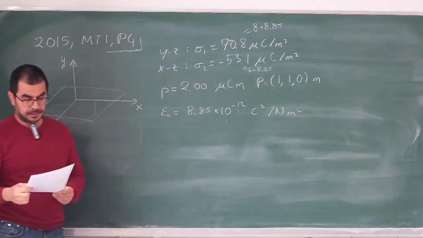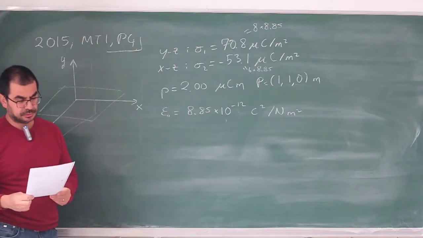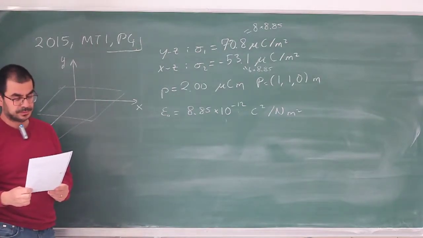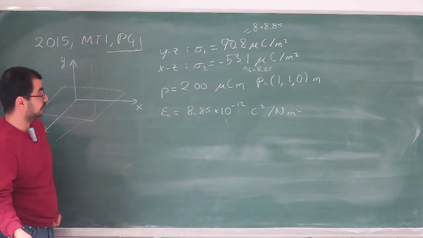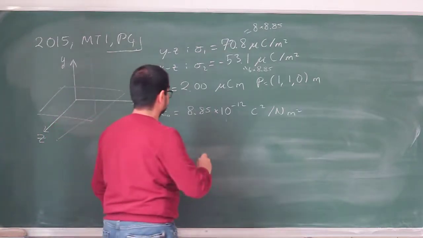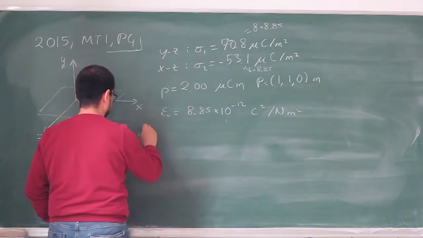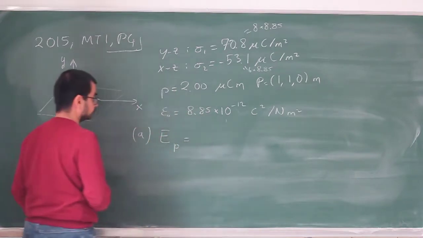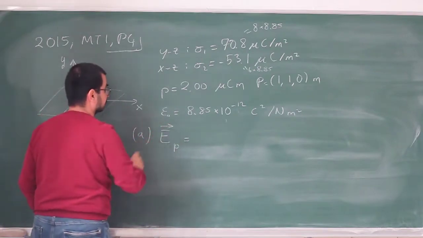Now, the first task is to find the electric field at the position of the dipole, and we are asked to express our answer in terms of the unit vectors. So part A is the electric field at P. Right, so how would you find this?